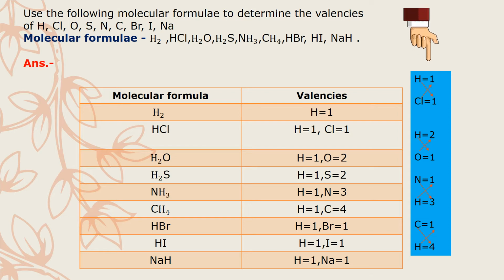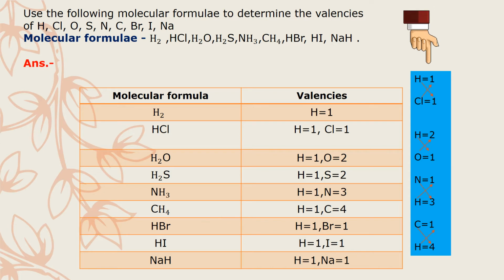So the molecular formulas are H2, then HCl that is hydrochloric acid, H2O that is water, H2S that is hydrogen sulfide, NH3 that is ammonia, CH4 that is methane, HBr hydrogen bromide, HI that is hydrogen iodide, and sodium hydride. According to these molecular formulas, we have to find out their valency. So first molecular formula is H2. The atomic number of hydrogen is 1, so there is only 1 electron. So obviously the valency for hydrogen will be 1.